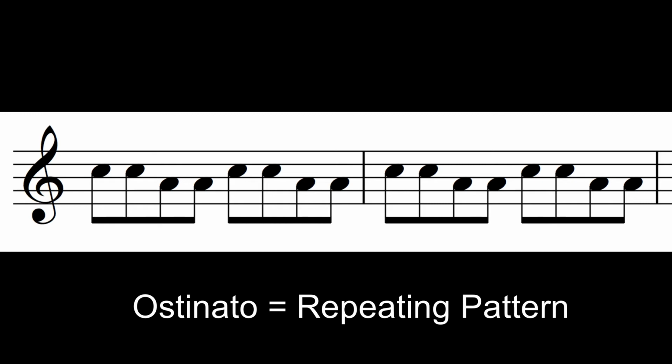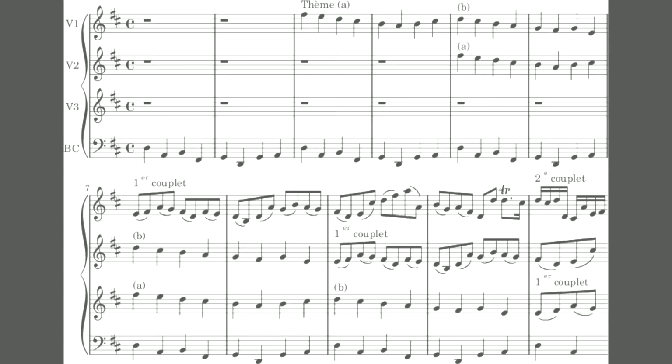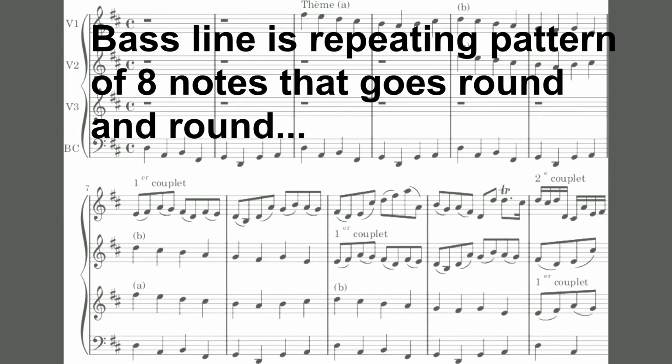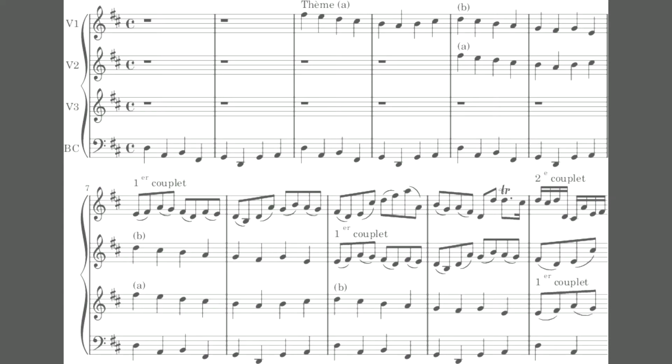You've got something called a ground bass, which was where you had basically an ostinato, but you had one pattern that just went round and round and round for the entire piece. An ostinato doesn't have to last an entire piece. Theoretically, it could just be in a section, but it basically means a repeating melodic pattern.